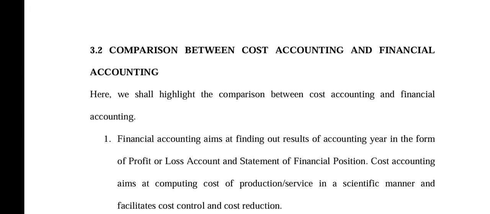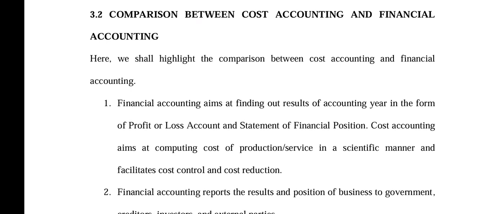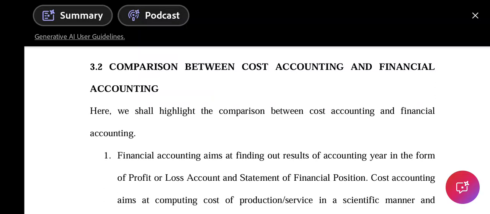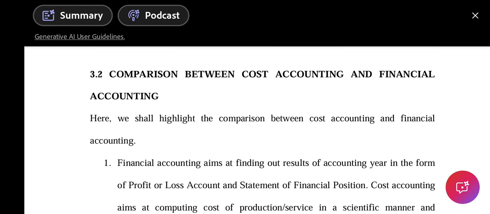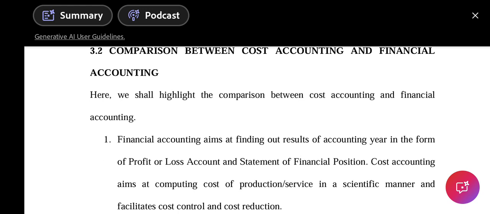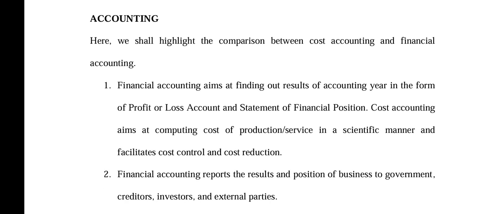Let's move down. Here we have the comparison between cost accounting and financial accounting. Most times people tend to use these two interchangeably, but there is a difference between the two of them. So here we want to compare cost accounting to financial accounting. The first one we have here is that financial accounting aims at what? Finding out results of the accounting year in the firm, in the form of profit or loss accounts and statement of financial position.